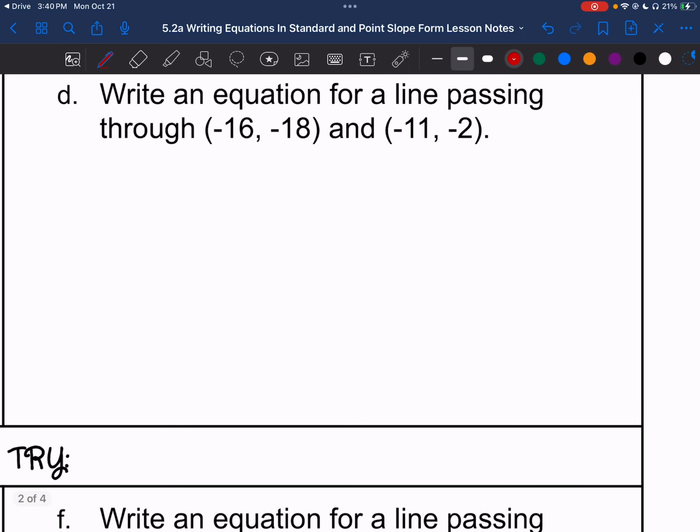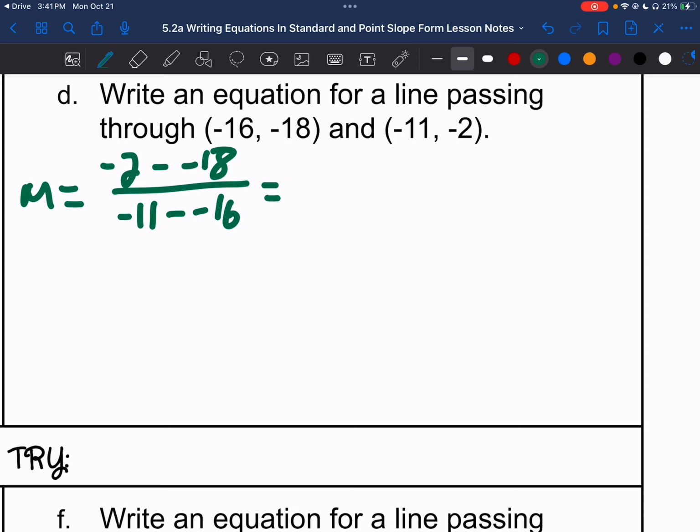Letter D, write an equation for a line passing through the points -16, -18, and -11, -2. So we first need to solve for our slope. Slope is -2 minus -18 over -11 minus -16. So -2 minus -18 is going to be a +16 because we're adding 18. And -11 minus -16, we're going to get a +5, which we're just going to leave exactly as it is.